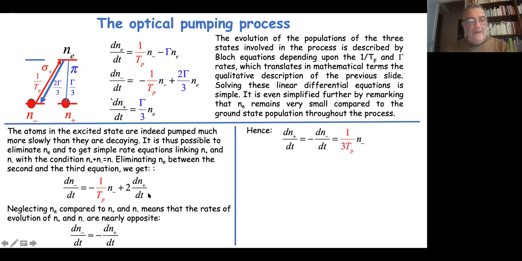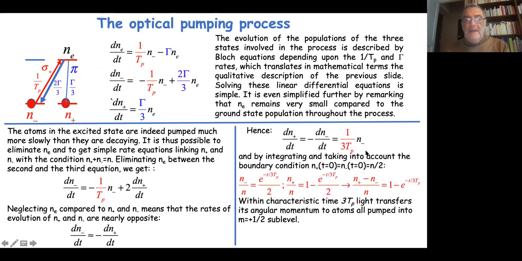And once you have done that, you can also remark that if NE is very small compared to n plus and n minus, the rates at which n minus and n plus evolve are opposite. dn minus over dt is equal to minus dn plus over dt, because the sum of these two populations remains almost equal to the total number of atoms. So when you do this substitution, you find that dn plus over dt is equal to minus dn minus over dt, equal to 1/(3Tp) n minus, which means that the population of the n minus state decays exponentially with the rate 1/(3Tp), and the population of the n plus state increases exponentially.